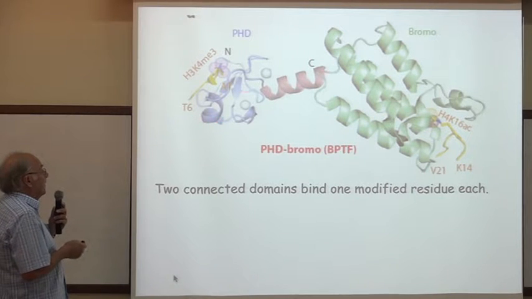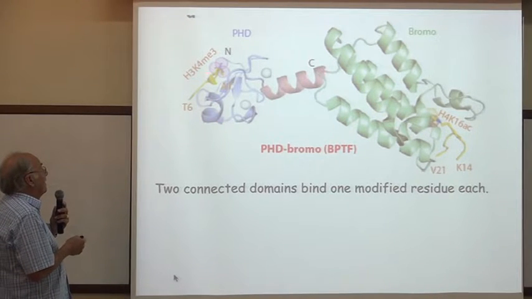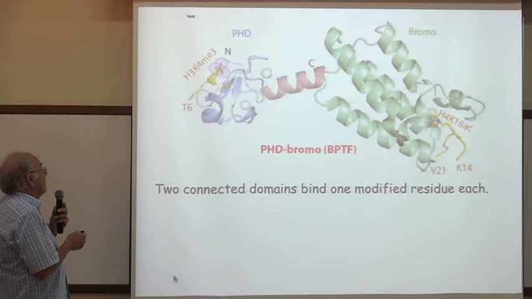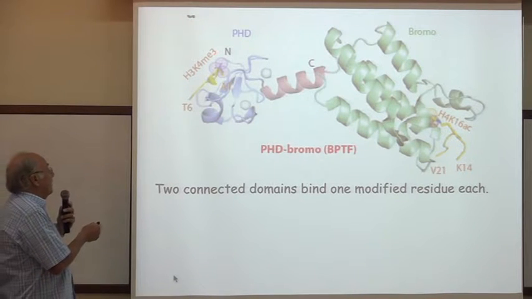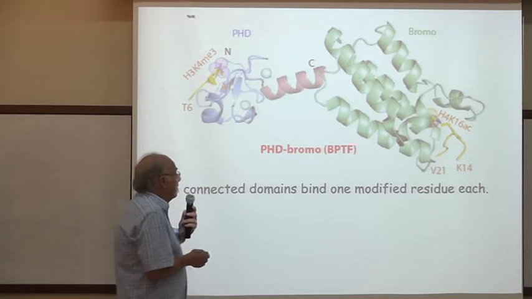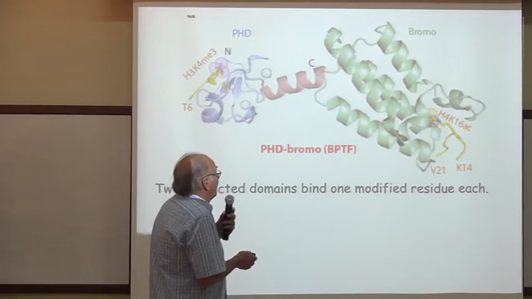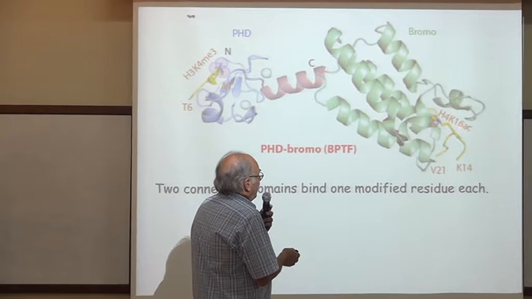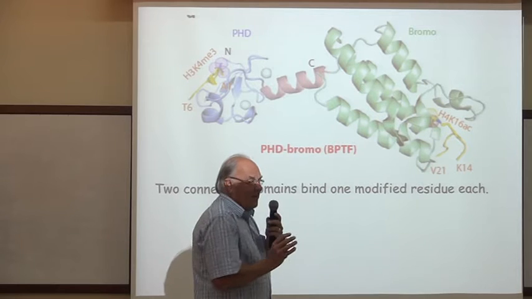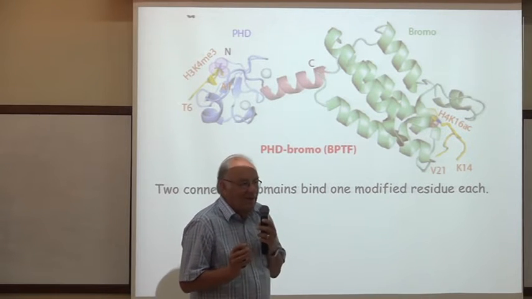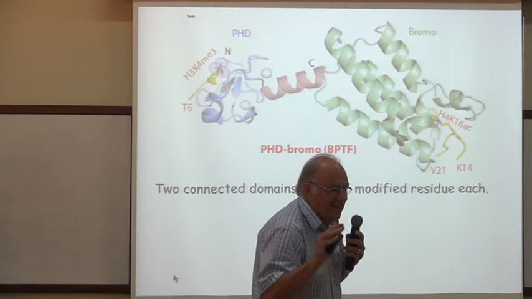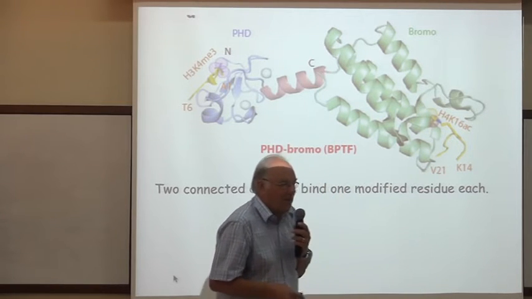So here we have 2 connected domains which read different messages. This domain, the PhD domain, reads histone 3, lysine 4 trimethylated, and this domain over here, the bromo domain, is reading the histone 4, lysine 18 acetyl group. So the combination of these domains makes it very specific reading. Yes, this is my perfect site where I should be.